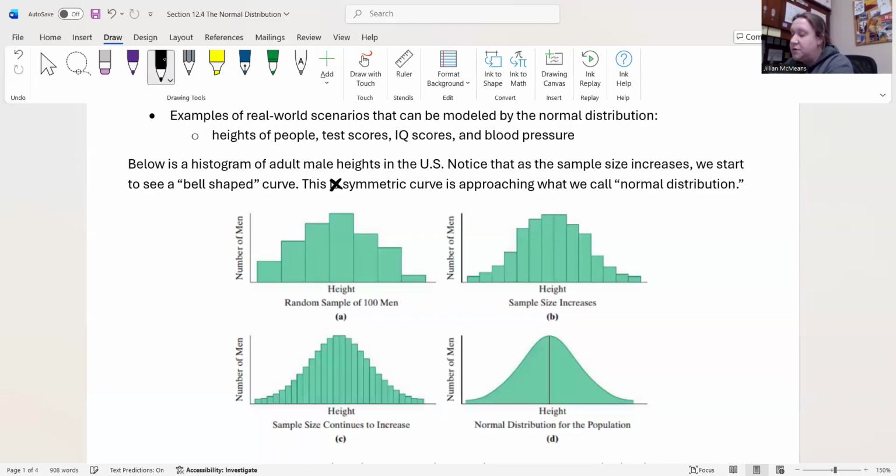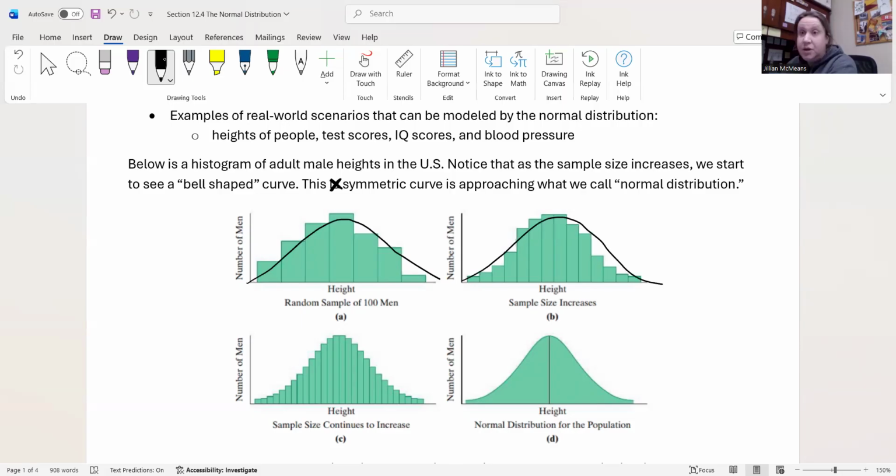So this symmetric curve is approaching what we call the normal distribution. In this first picture, histogram A, we have a sample of 100 men. And you can see if we were to draw a curve, it's definitely got that curve shape to it. It's not perfect, but it's there. We can see that this is similar to what we would say is a normal distribution. Next, the sample size increases. So let's say we're looking at 10,000. Looking at 10,000, you can see this data is starting to better fit the curve.